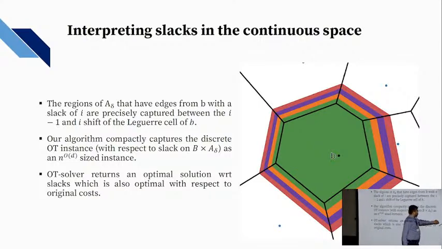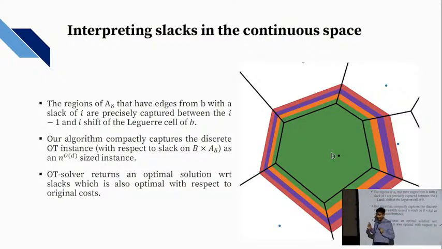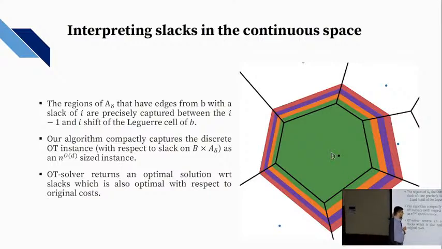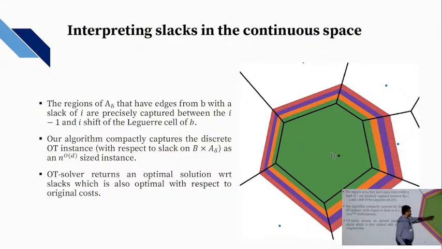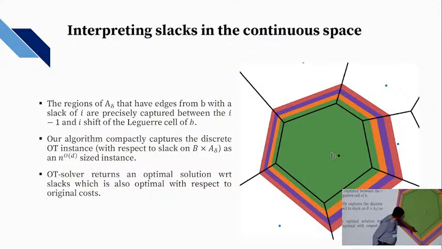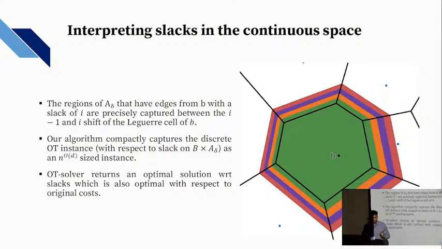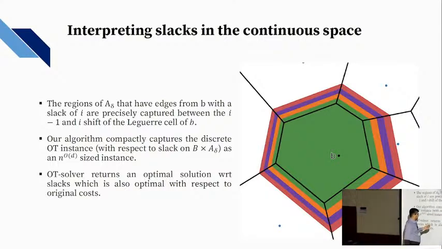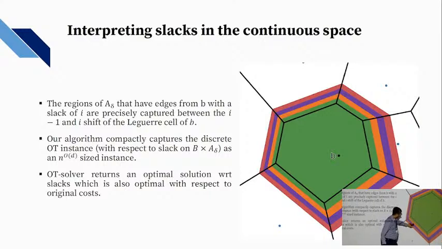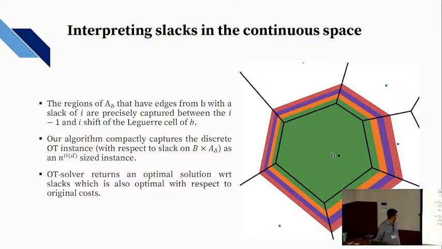At a high level, this is the main idea. If I ask you what is the region which has slack 1, that will be precisely the region that has slack 0 once you increase the weight of this by delta. When you do that, you get this region here that consists of all the cells of a delta that have slack 1. And if you increase it by 2 delta, then that will give you all the regions that have a slack of 2 delta, and so on. So that's the observation we use.